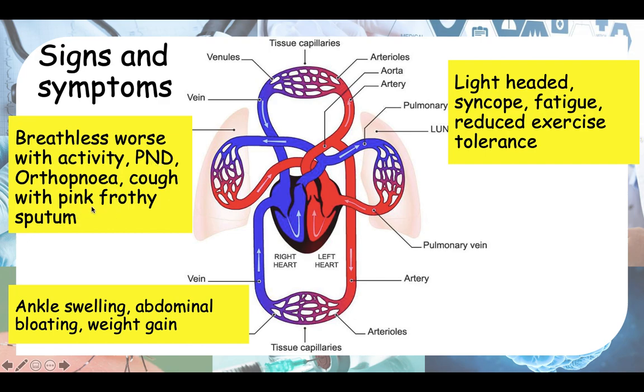And then cough with pink frothy sputum. If you can imagine your lungs are congested with blood, then because of the pressure, liquid seeps into your alveolar space, and then it comes out, irritates your lungs, and then you cough and it comes out as a pink frothy sputum.